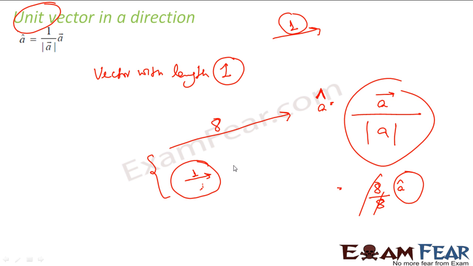So A cap is nothing but a unit vector in some direction. Correct? And a unit vector always has a cap. Please note, the cap is always there for a unit vector.